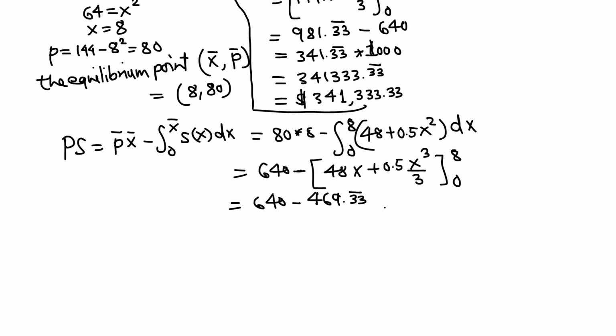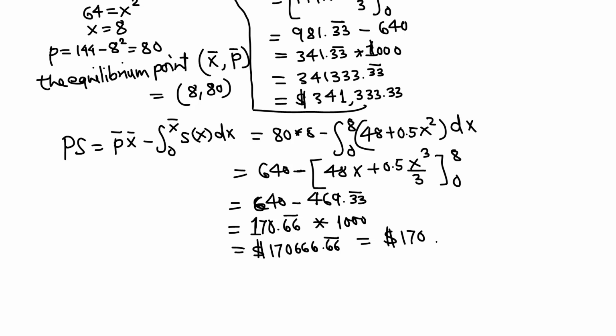Now we subtract this from 640, and that gives us 170.666, with 6 repeating. But to write down the final answer, since our items are given in thousands, we need to multiply by 1,000, so that gives 170,666.666 repeating. And let's round this: 170,666 point repeating 6 means 67. So we want to round to 2 decimal places as this is money. Okay, final.